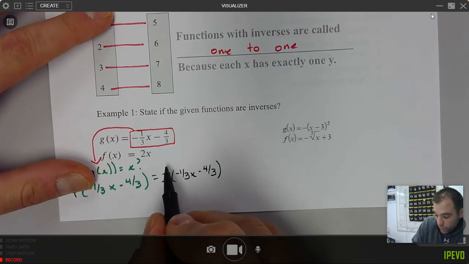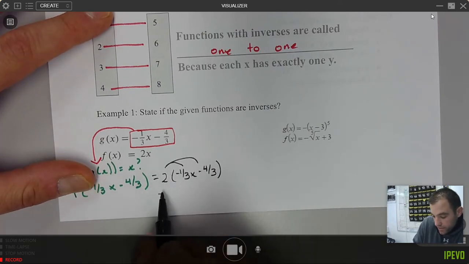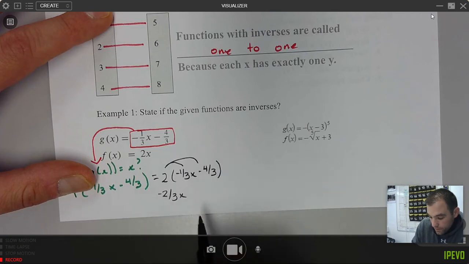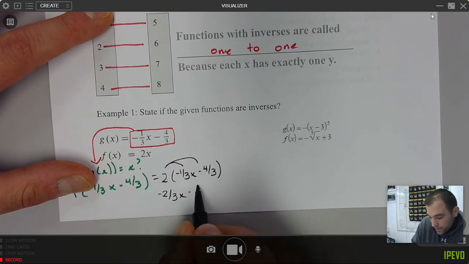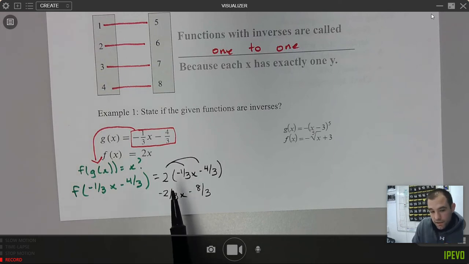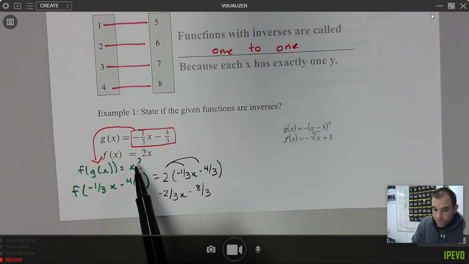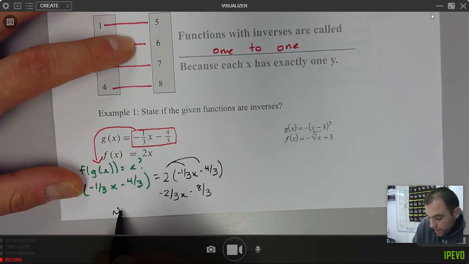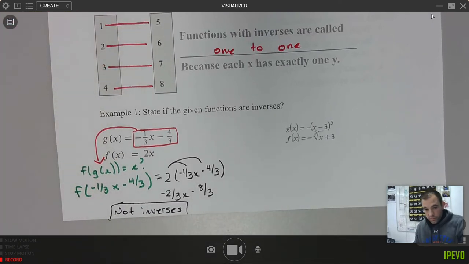All right, so again, we would distribute. So that's negative 2/3 x. 2 times 4/3 would be minus 8/3. And there's nothing we can do with that, right? Because I can't change these to get them to cancel out. I'm trying to get x all by itself, but I couldn't do anything here. So these are not inverses of each other, because they did not equal x when we put them together.